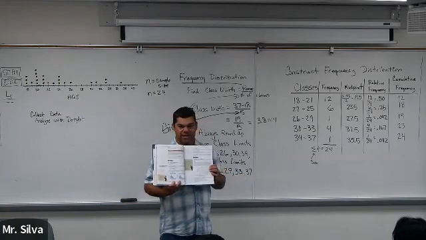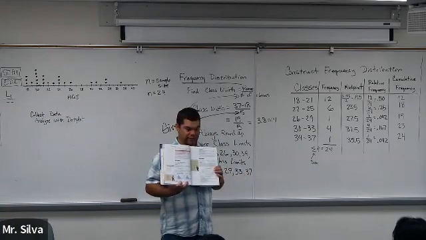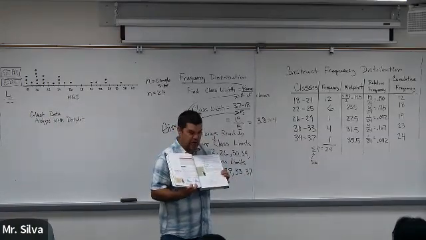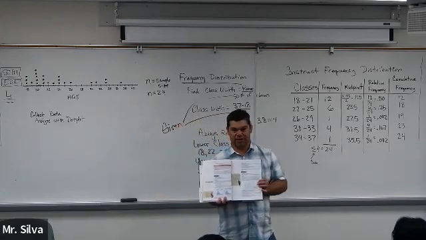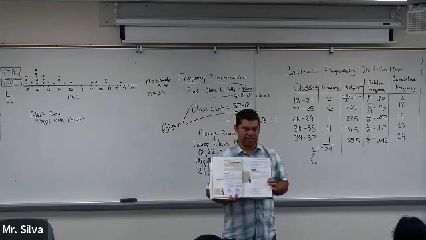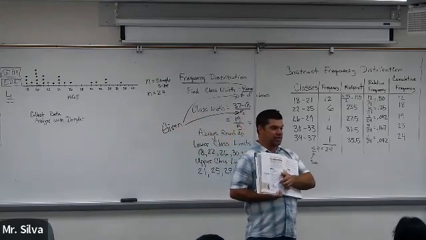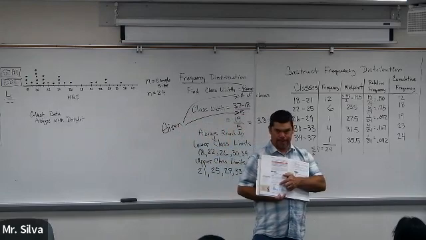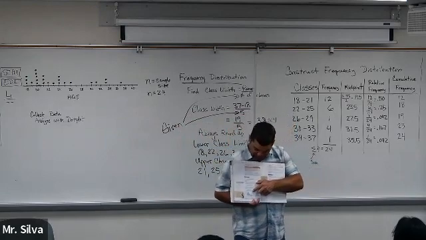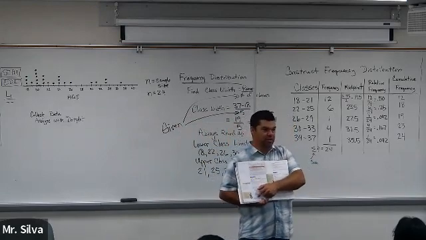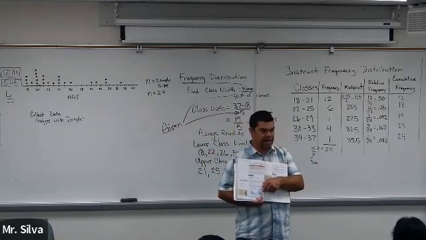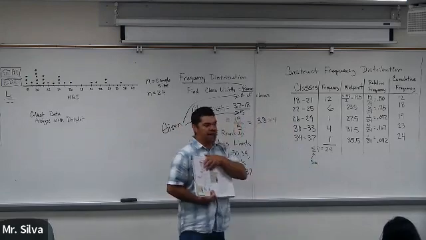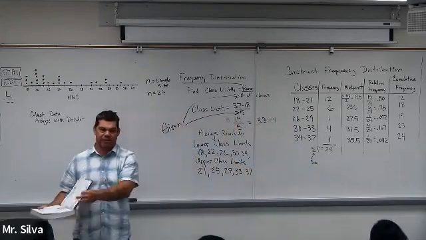What's the difference between these 2? One uses a midpoint. One uses the lower class boundary. I'm not going to use either. I like using the lower class limit when I construct my histogram. The first graph has midpoints. You just put a number in the middle. The second graph has lower class boundaries. What's a boundary? A boundary, you're just subtracting half a number.